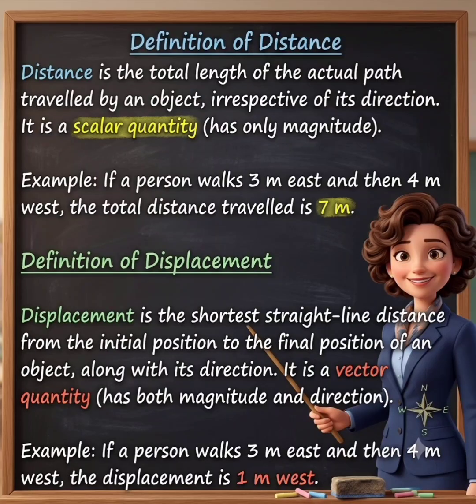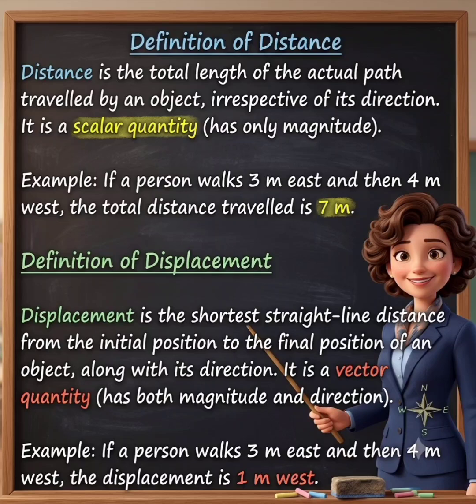Let's have a look at distance and displacement. The definition of distance is the total length of the actual path traveled by an object irrespective of its direction. It is a scalar quantity that has only magnitude. For example, if a person walks 3 meter east and then 4 meter west, the total distance traveled is 7 meter.